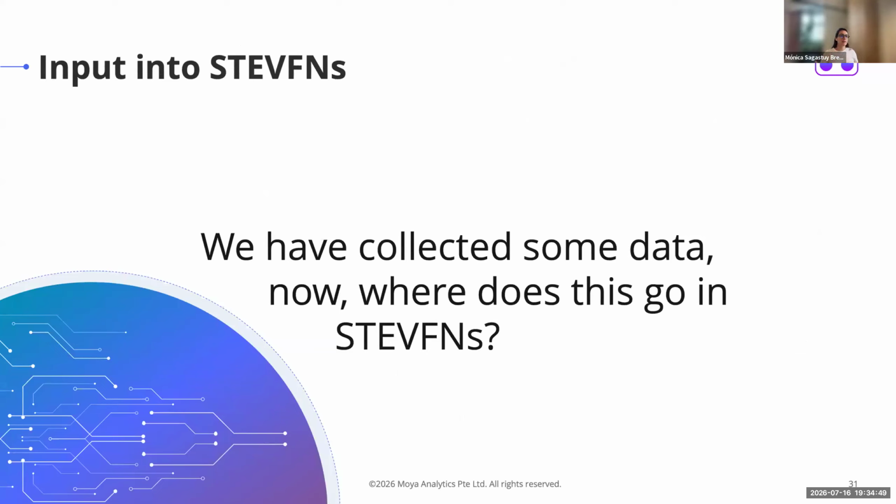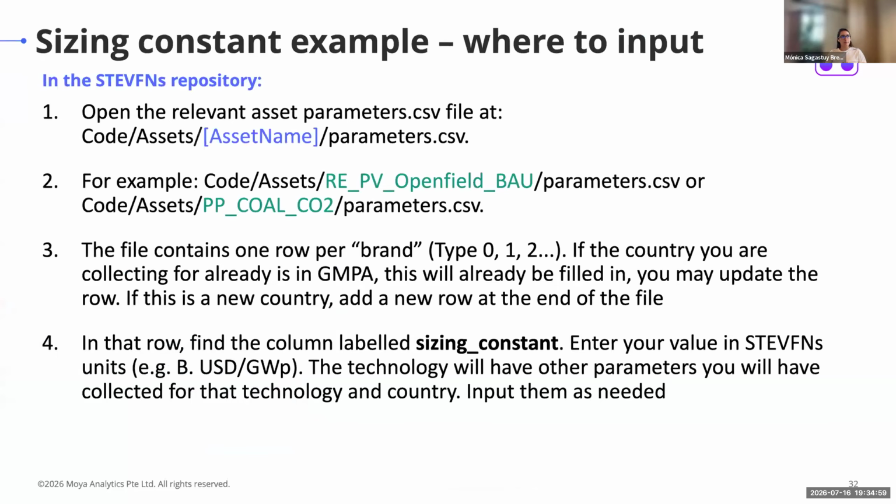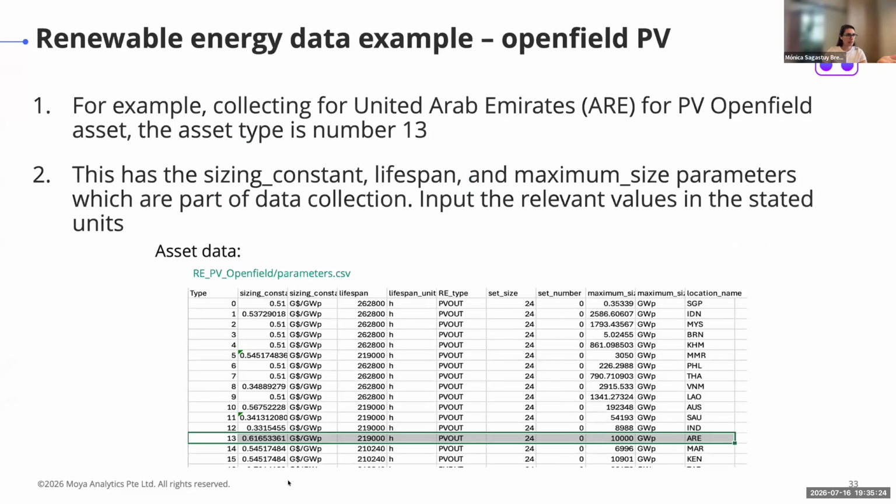Okay, so we've collected some of this data, then how do we go into Stevens? We started looking into the structure a little bit yesterday, but as a refresher and to link everything together, in the Stevens repository we'll go into the relevant parameter CSV files. These are the directories where things are found. So for example, in code, you go into the assets folder, you go into the asset, and you go into the parameters file. That will contain one row per brand or type of the asset. So this will look like this, like we saw yesterday.